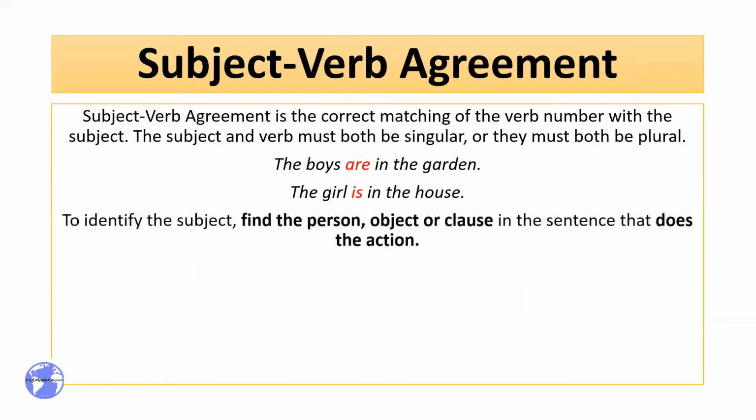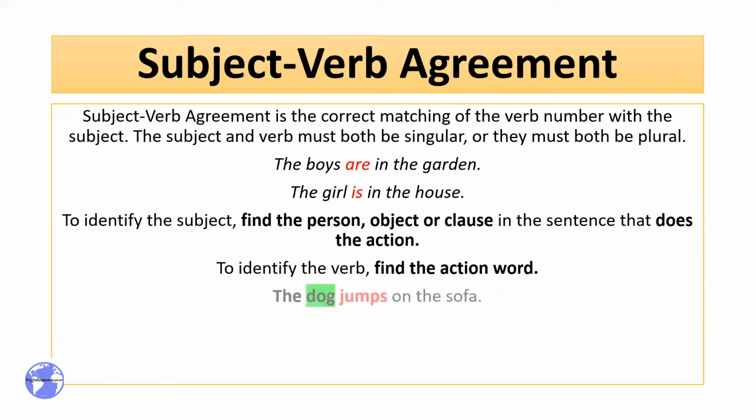To identify the subject, find the person, object, or clause in the sentence that does the action. To identify the verb, find the action word. The dog jumps on the sofa. Here, the subject is dog and jumps is the verb. The dog is doing the action.